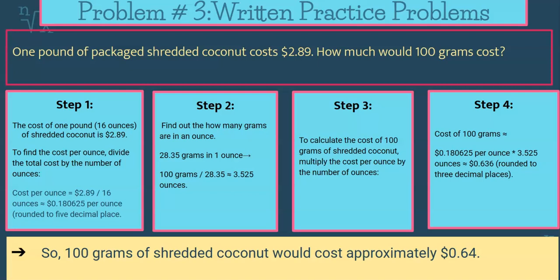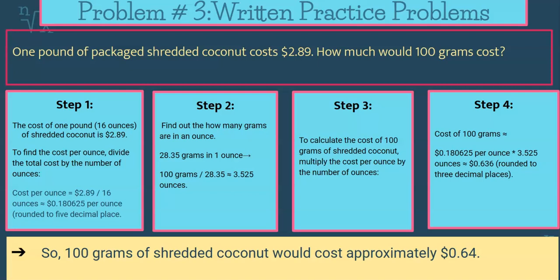Okay. So to calculate the cost of 100 grams of shredded coconut, you're going to multiply the cost per ounce by the number of ounces. So we did that in step 4. You do your answer from step 1, the 0.180625, which is the cost per ounce, times 3.525 ounces, because that's how much 100 grams of coconut is. And you get 0.636 rounded to 3 decimal points. We would round that up to 64 cents. So 100 grams of shredded coconut would cost approximately 64 cents.